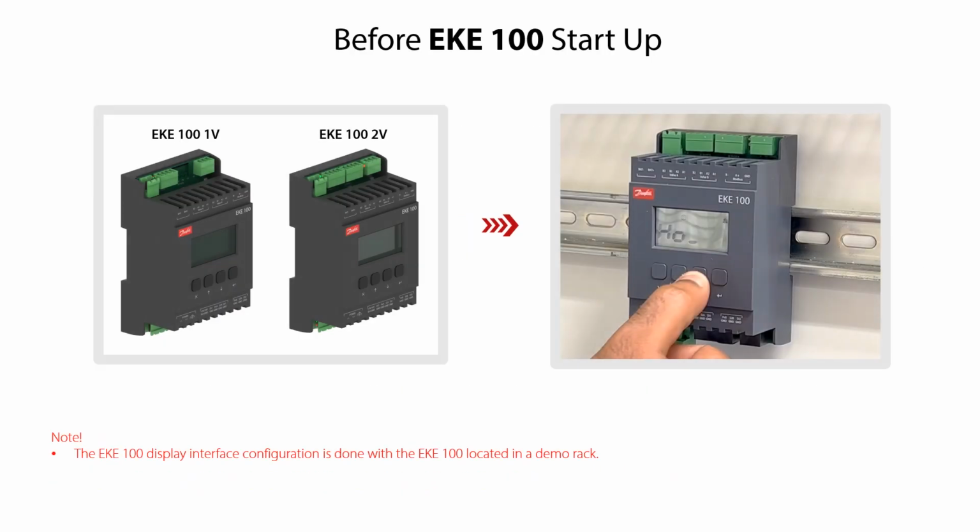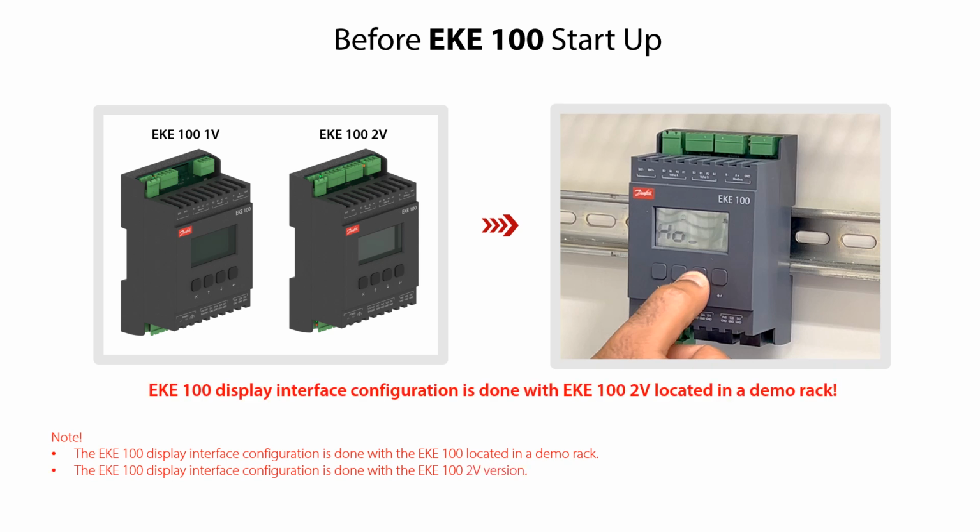All EKE 100 display interface configuration examples are done with the EKE 100 located in a demo rack, but the configuration procedure is the same for the EKE 100 located in a refrigeration system. We demonstrate the EKE 100 display interface configuration by using the EKE 100 2V version, as seen here. Most configuration procedures and the navigation structure are identical for the EKE 100 1V and 2V versions. However, whenever there are any deviations, then we will highlight this during the configuration videos. So let us start using the display interface.